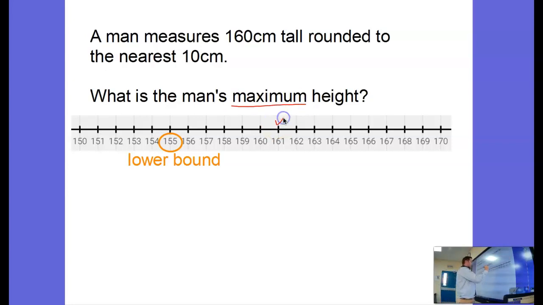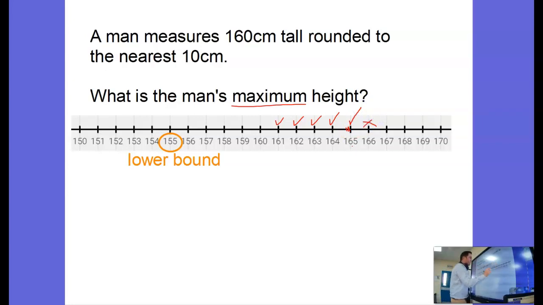Well, he could be 161, 162, 163, 164. He couldn't be 165. This would round up to 170. However, 164 isn't the maximum either, because he could be 164.5, 164.9. He could be 164.99. He could be 164.9999999999999. So what we actually say is that the maximum is 165.